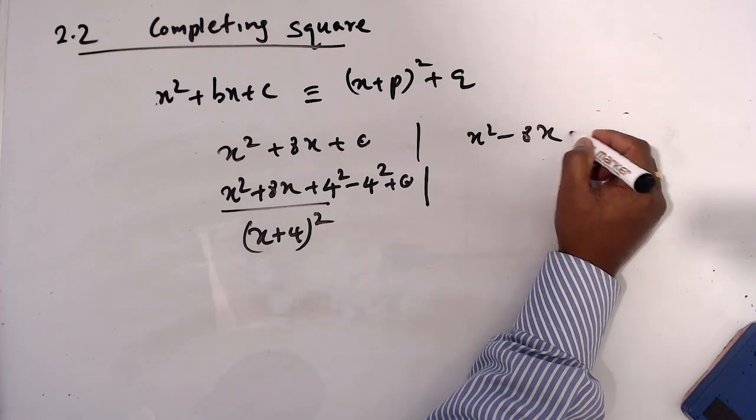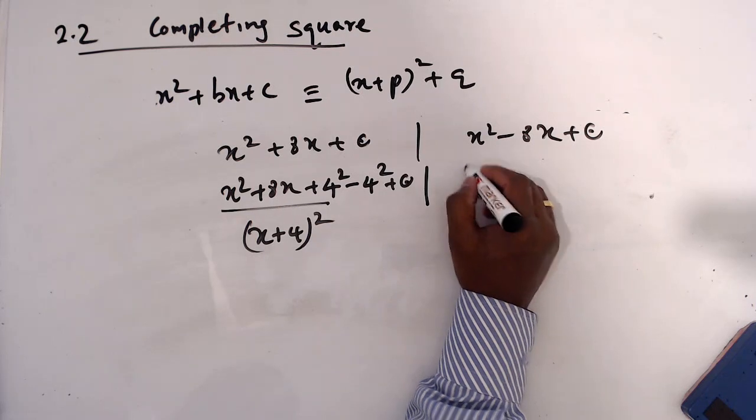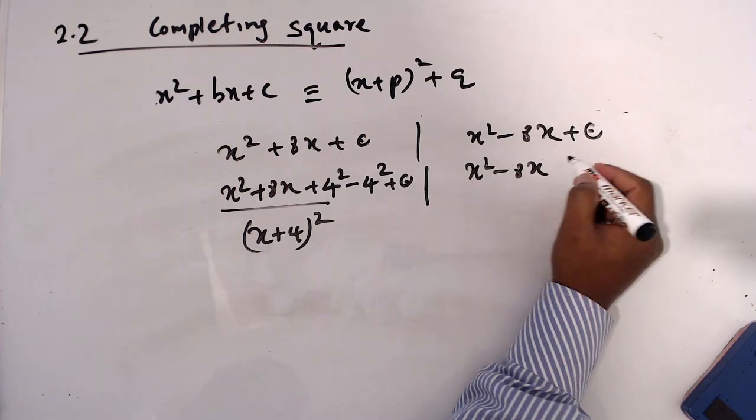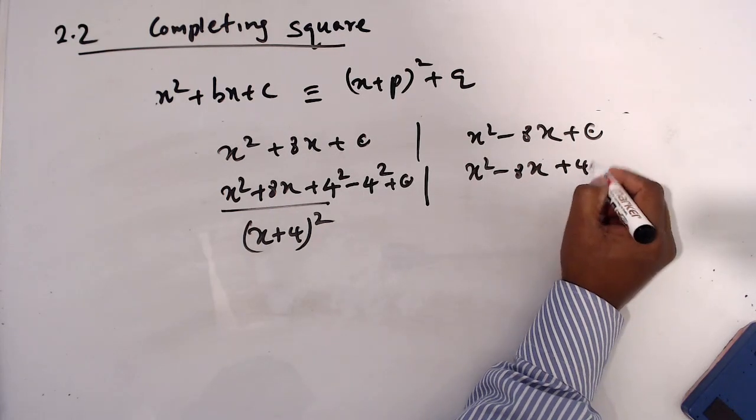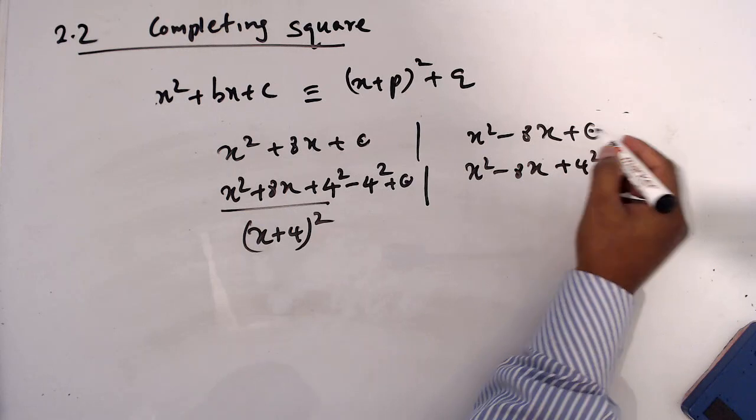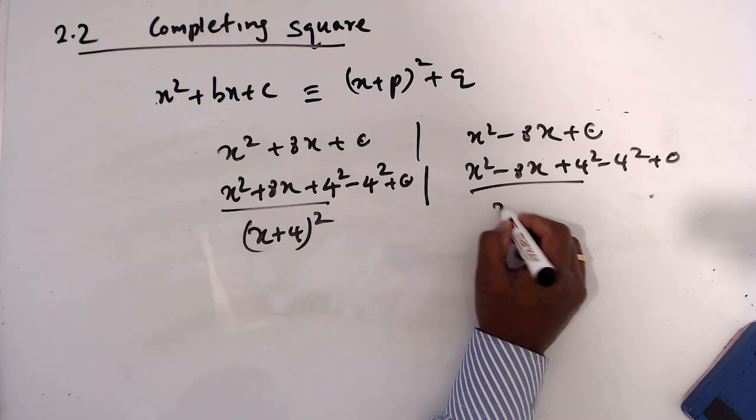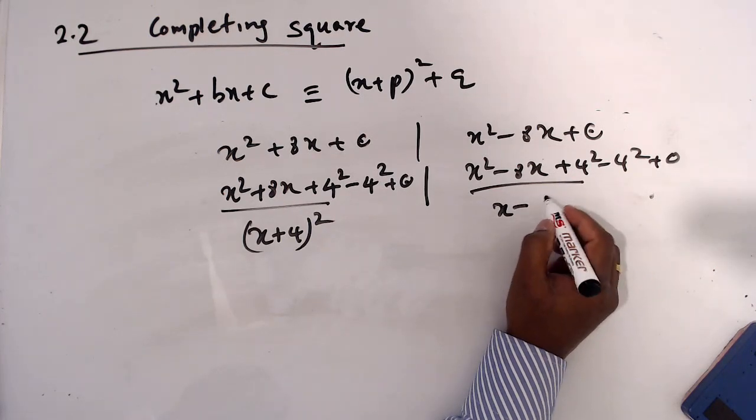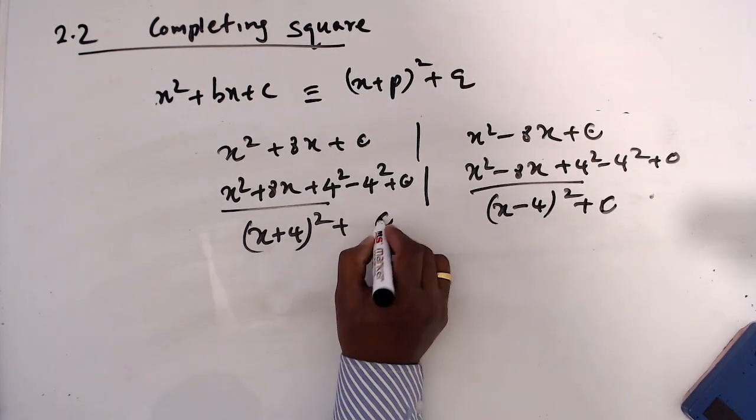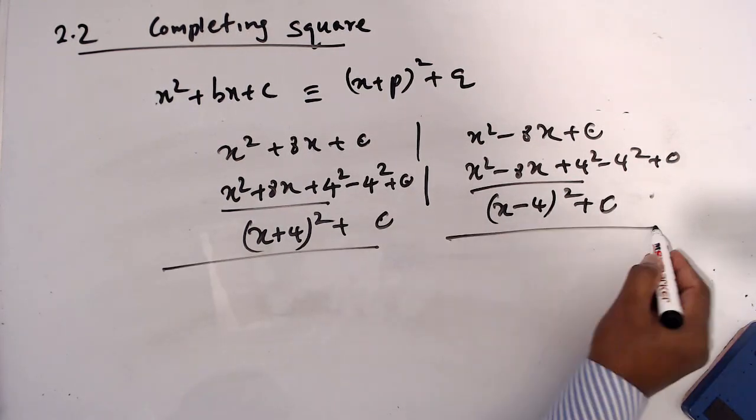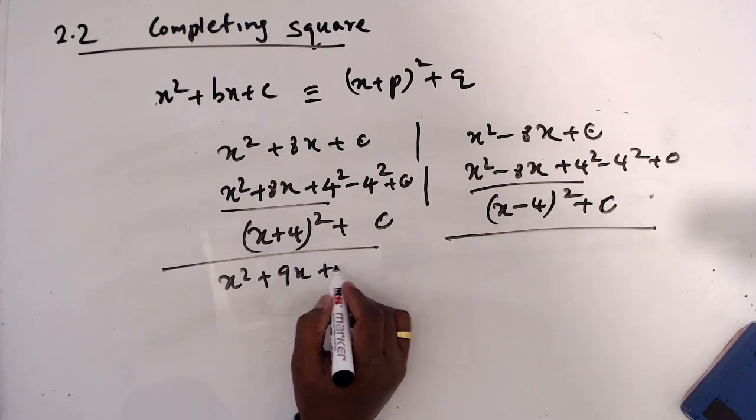x square minus 8x, I put 0. You don't need to, but I put it. Then x square minus 8x, then half of 8 is 4 square minus 4 square, and this plus 0. Now we know this one. This is going to be x minus 4 square plus 0. This is also 0.